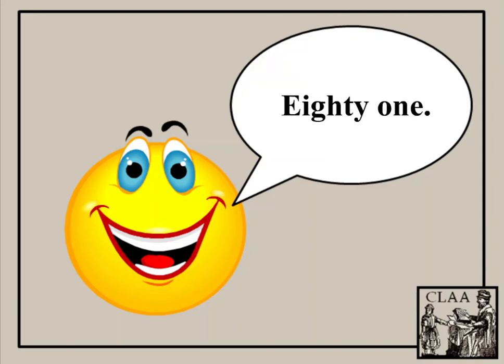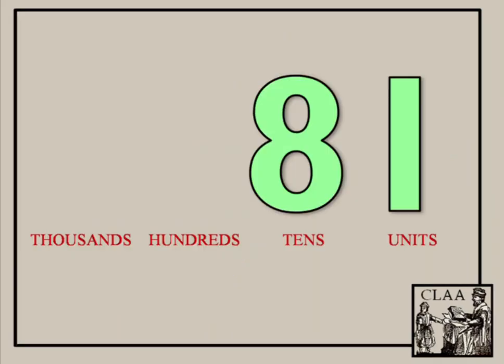How would you write the number 81? In the next screen, we'll see the answer. The number 81 is made up of 80 and 1. We learned that 80 was the name for 8 tens, or 8 sets of 10. So to write the number 81, we write an 8 in the tens column and a 1 in the units column. 8 tens and 1 unit make the number 81. Let's go ahead and practice some more.